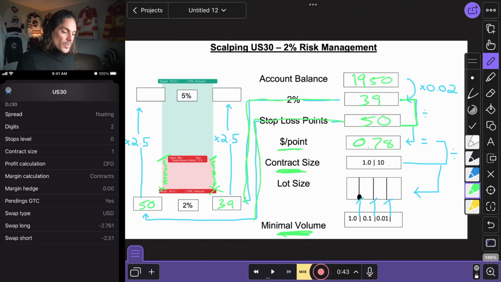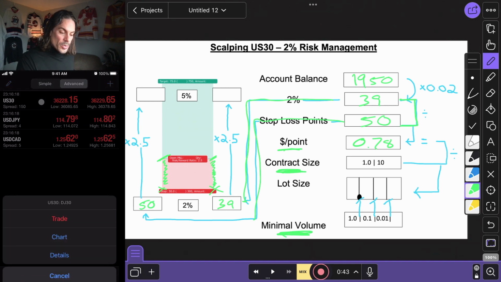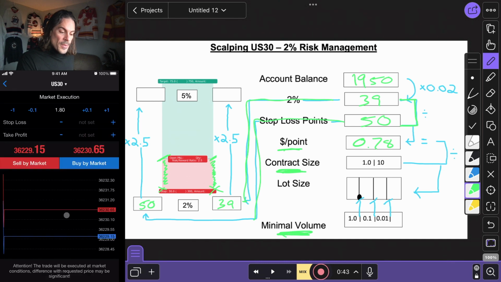Okay, no problem. How to figure that out is I go to US30, I click on trade, and if you see over here, see how there's the minimum, these are like the minimum values you can change by. So I can go up by a 0.1 or I can go down by a 0.1. So that would be my minimum volume right there. Okay, so that's how you find them on both MT4 and MT5.